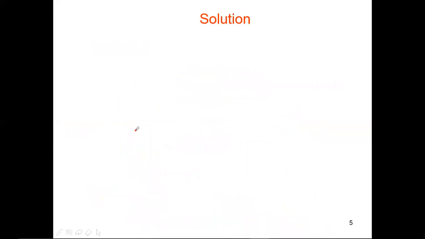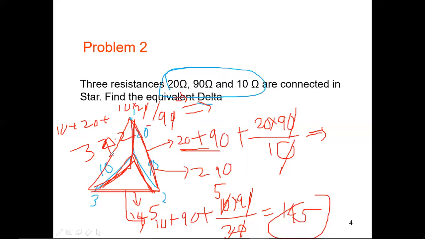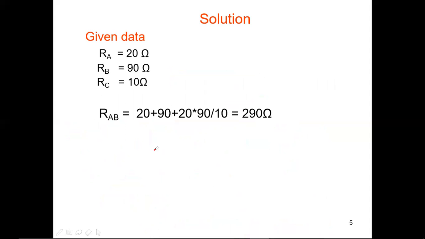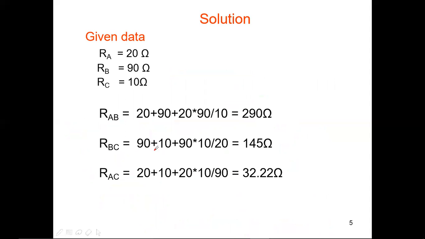Hence let me check in this mode. This value will be 32 point, let me write this clearly, 32.22, this value 145, this value 290. Let me check these arms by solving from the examination point of view, right? This is the given data RA, RB, RC, and this is the 290, we got it. 145, we got it. 32 point, same values we received.